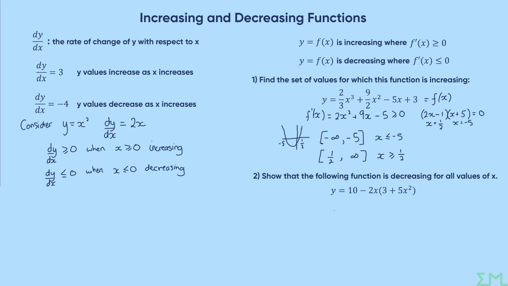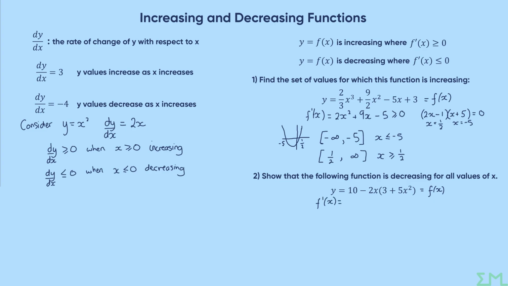This time we're actually going to be showing that a function is decreasing for all values of x. So rather than having a bit where it's going up and a bit where it's going down, it's just going to be going down the whole time, and that's what we're hoping to show. So I'm going to do the same thing again. I'm going to call this f of x so that I can write my first derivative as f dash.